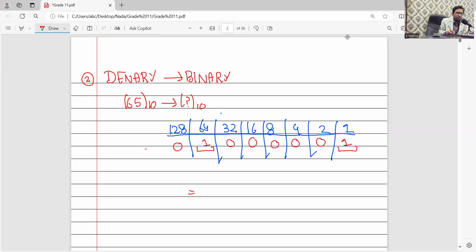At the same time, the number that came out here is your conversion from denary to binary: 0, 1, 0, 0, 0, 0, 0, 1. So this is your binary number, your second conversion. I hope it's clear.